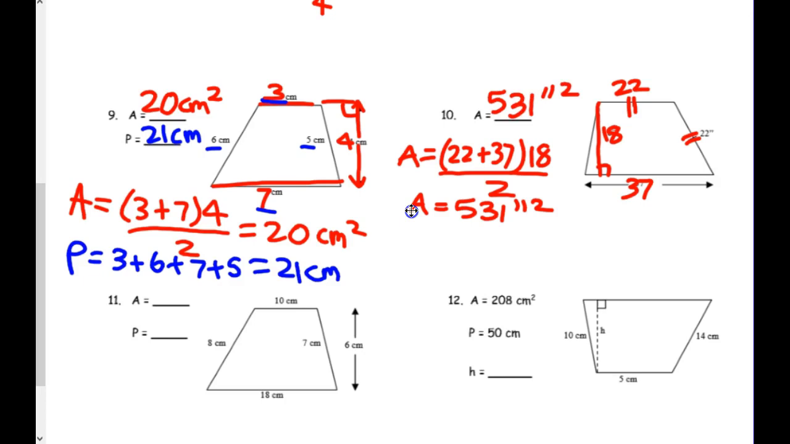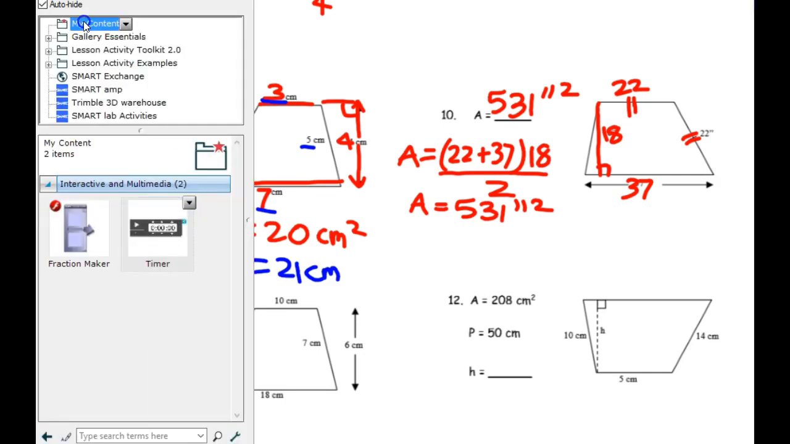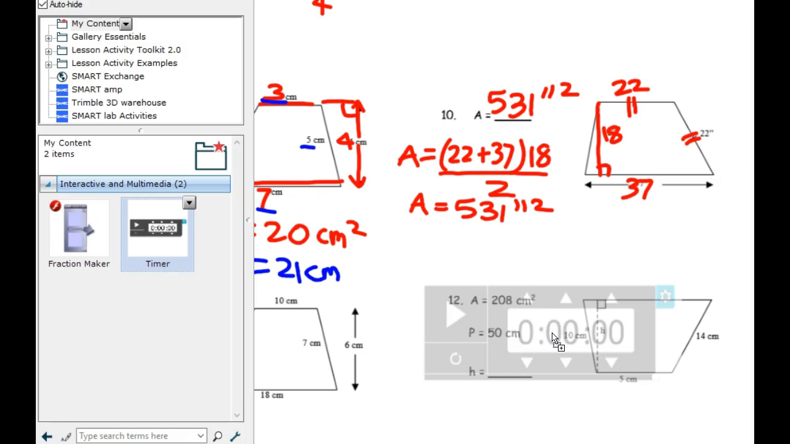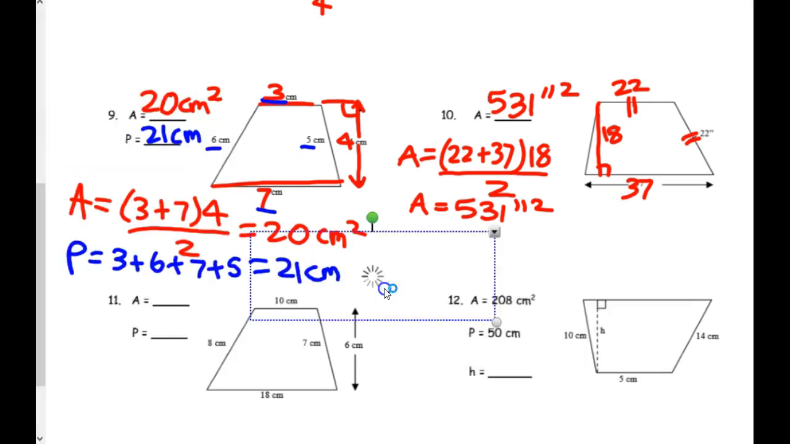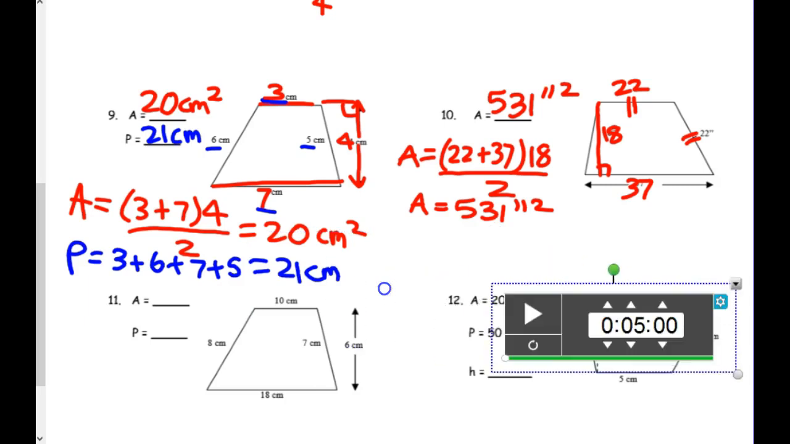So I want you to try 11. I'll give you a minute or 2. I'll give you a minute and however long it takes me to get this thing over here. All right, everyone's trying number 11, please. Come on. You got this.